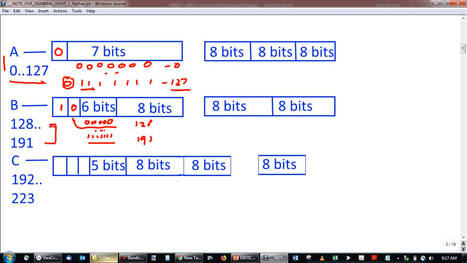Is that distinct from the Class A network? Yeah, Class A goes from 0 to 127, and the way we've set this up, Class B goes from 128 to 191. Where do you think Class C starts?